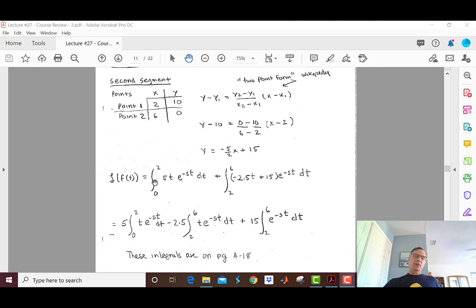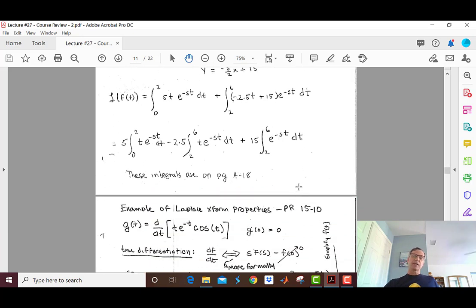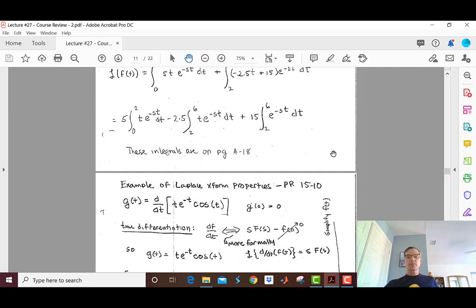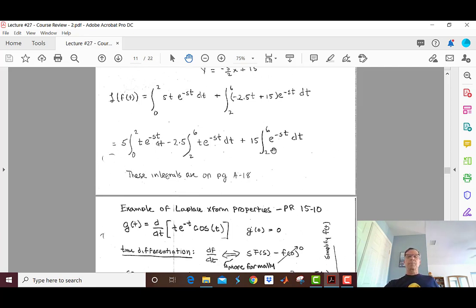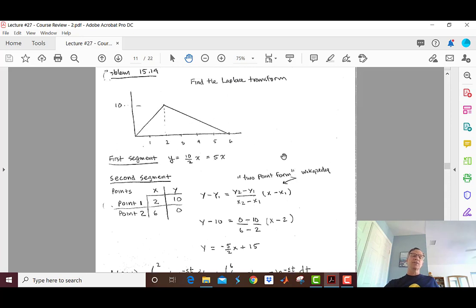This integral is going to stand by itself, and t e to the minus st, I know I can get that one in an integral table. Here I can split this into two integrals by just multiplying this out, and I get t e to the minus st again, I know how to do that, plus 15 e to the minus st, I know how to do that. So I broke it into three integrals. And these integrals are in the appendix of your textbook. So we flop these out and we get our answer, we get our F of s. So that's how we would get the Laplace transform of this function.